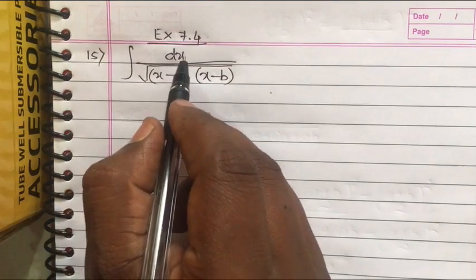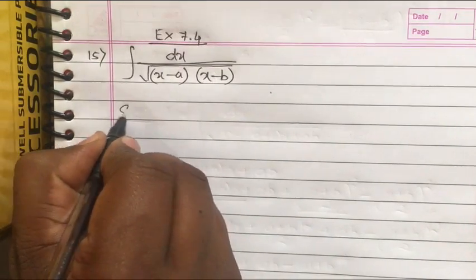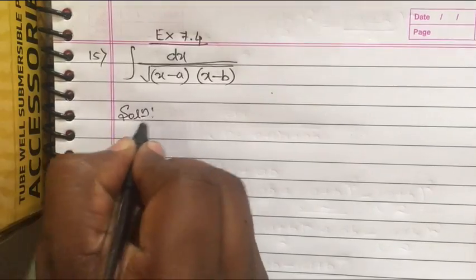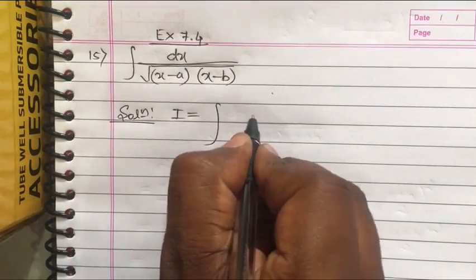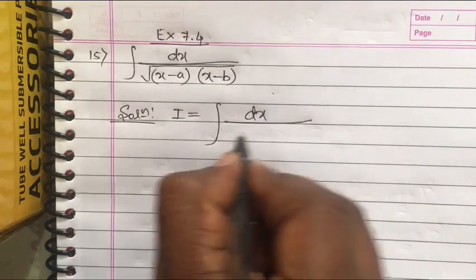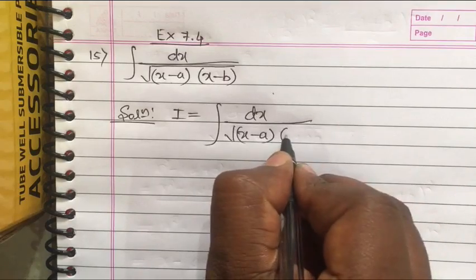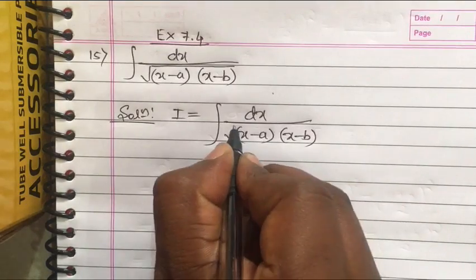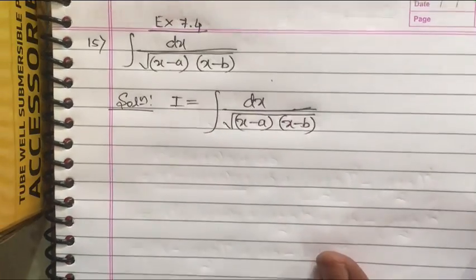It is the integral of dx by under root (x minus a) into (x minus b). So I take this as I, which is equal to the integral of dx upon the square root of (x minus a) into (x minus b). So here, it is not in the standard form.